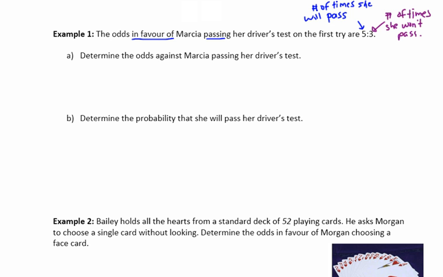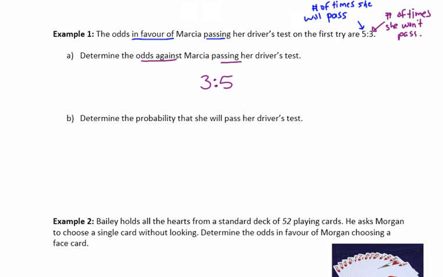So if the odds in favor of passing are 5 to 3, determine the odds against passing. What would be the odds against passing? 3 to 5, not 8. It would just be the reciprocal. If the odds in favor are 5 to 3, the odds against are 3 to 5.